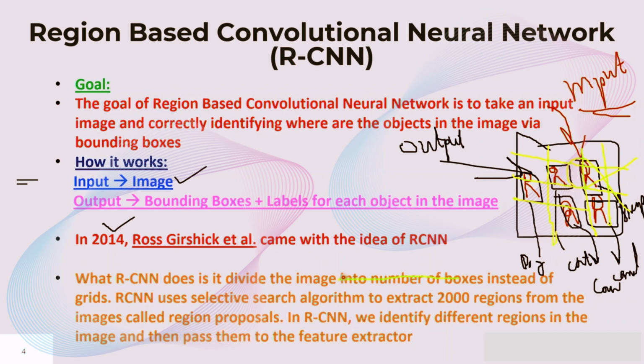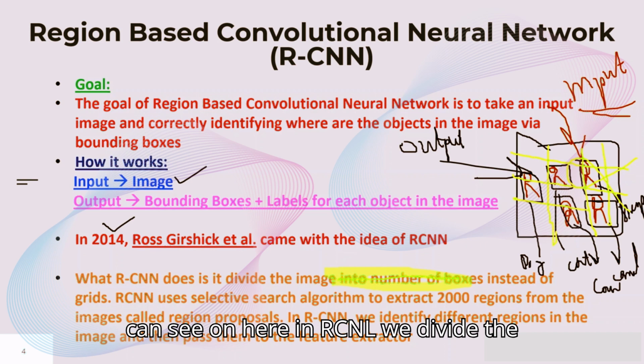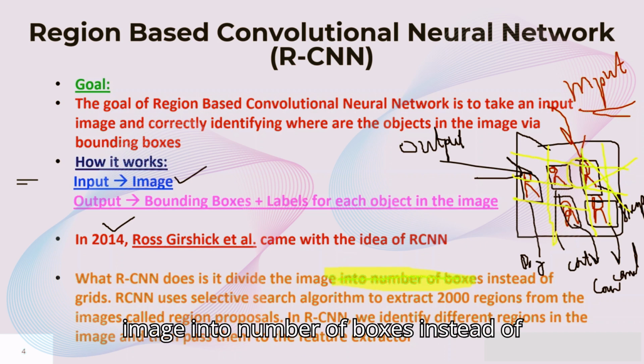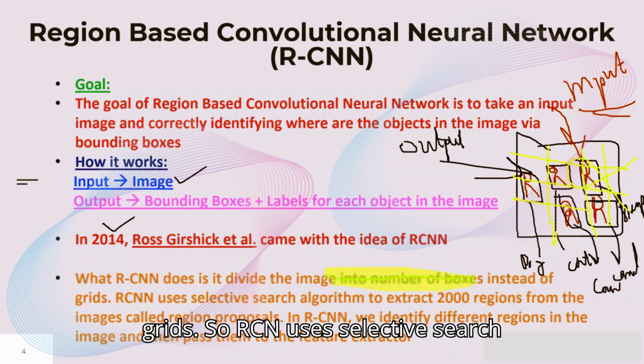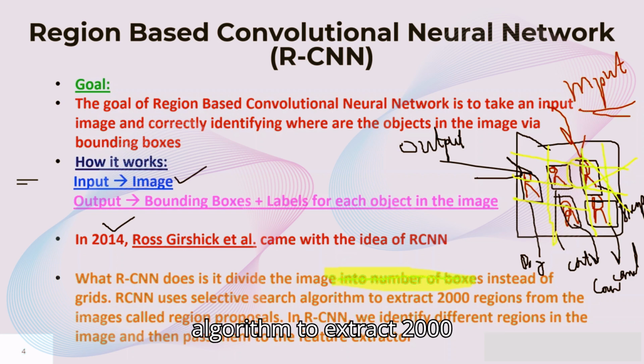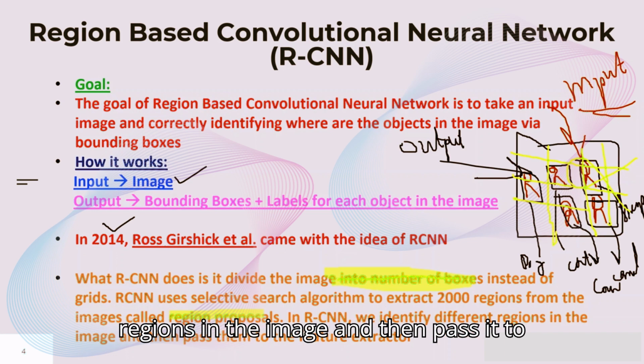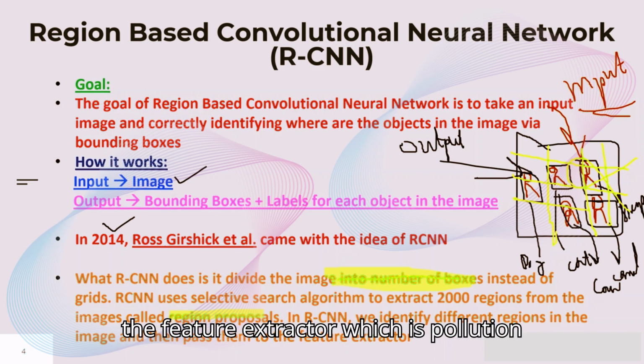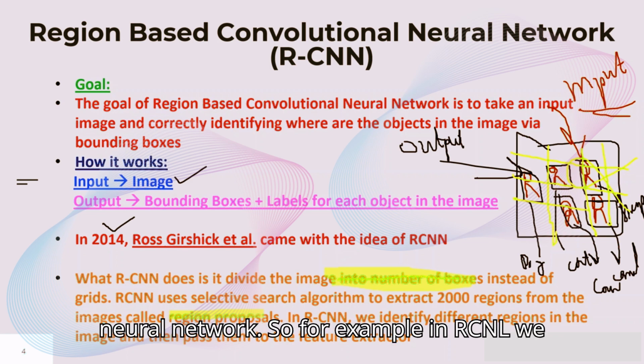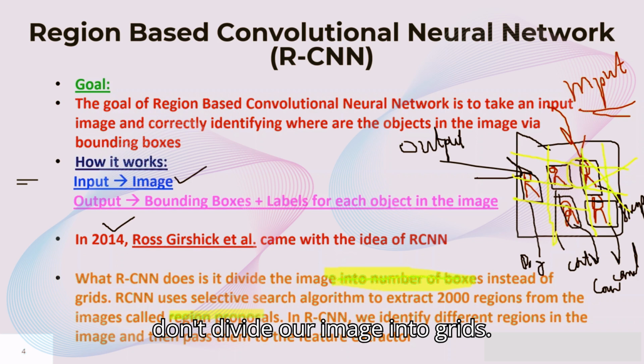Let me highlight it. You can see over here, in RCNN we divide the image into a number of boxes instead of grids. RCNN uses the selective search algorithm to extract 2000 regions from the image, called region proposals. We identify different regions in the image and then pass them to the feature extractor, which is a convolutional neural network. So in RCNN, we don't divide our image into grids. Let me explain this point to you.